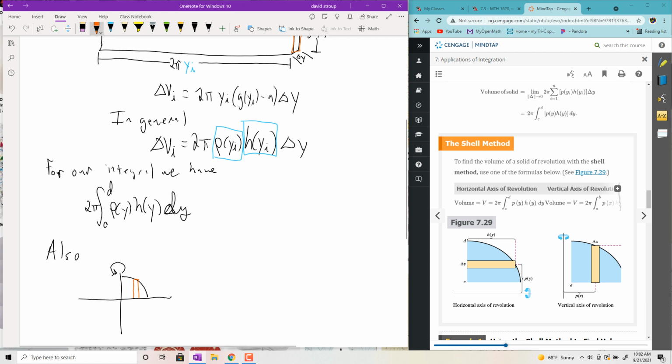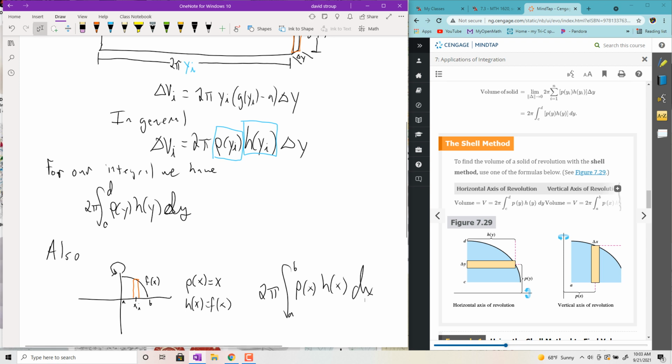So the bases will be on the x-axis, and you'll have some x of i. So this would be some f of x function, and so your functions that you're after, the rho of x, the radius function would just be, in this case, the x, and the height function would just be the f of x, and then our integral would be 2 pi integral from a to b, assuming this is a and this is b, rho of x, h of x dx.